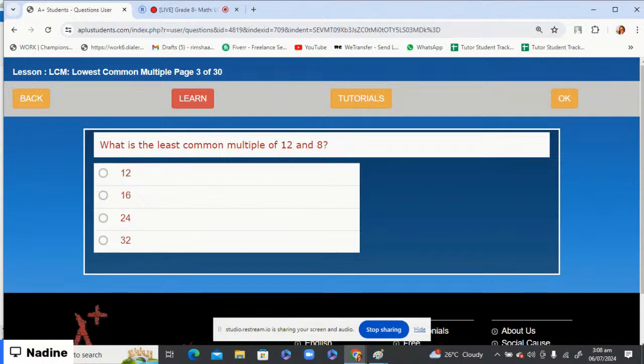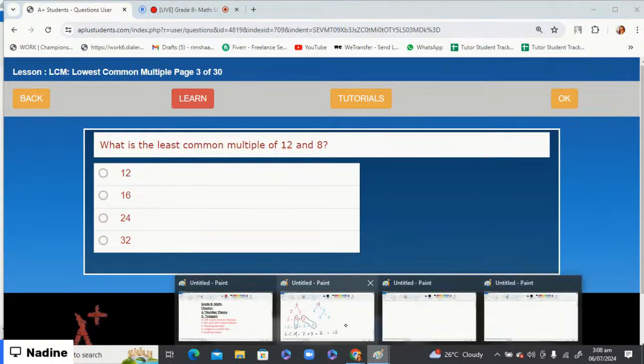So what is the least common multiple of 12 and 8? Let's do it.